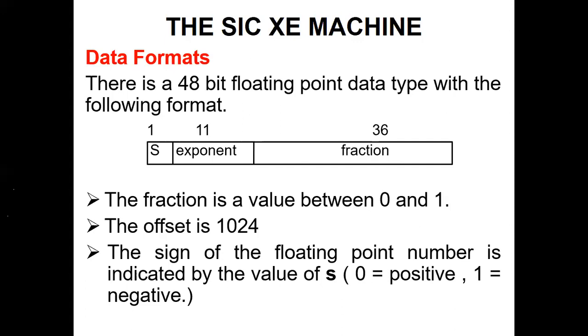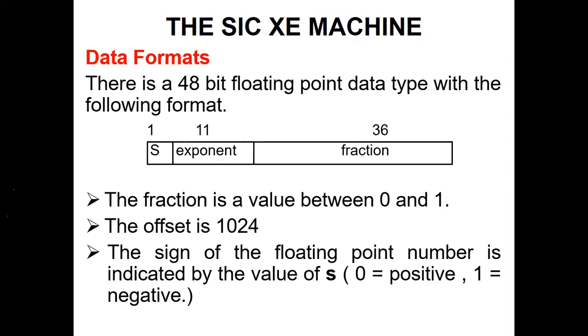Then the next 11 bits, that is the exponent. The number which we have found as the exponent, which is 10000100, okay? So that is the exponent next, the number which we have converted to binary. Okay, then after writing that, the remaining is the fraction. We should be in 36 bits.